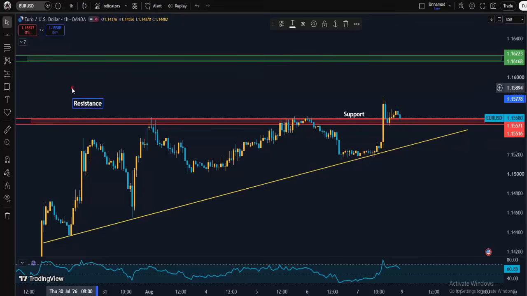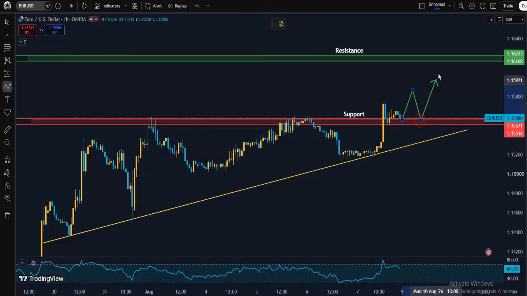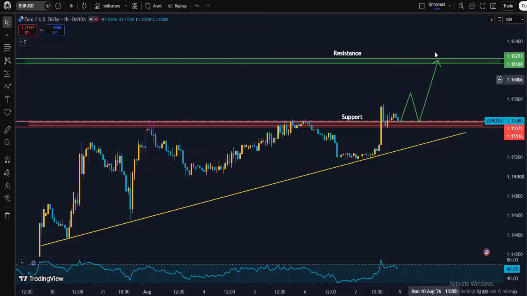For now, the bias remains bullish as long as EUR/USD holds above the key support zone and respects the ascending trend line. Confirmation around these levels will be important for the next major move.